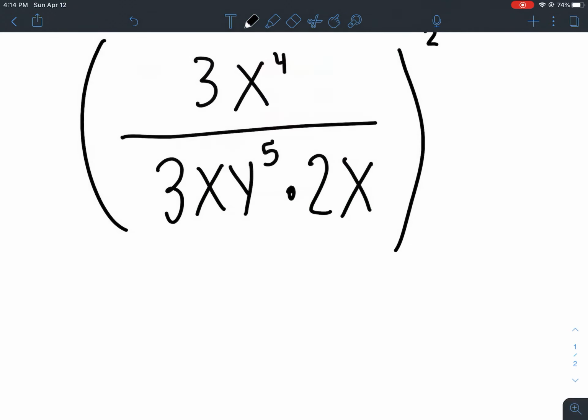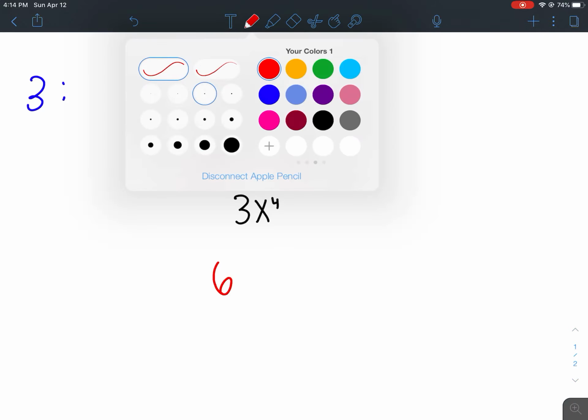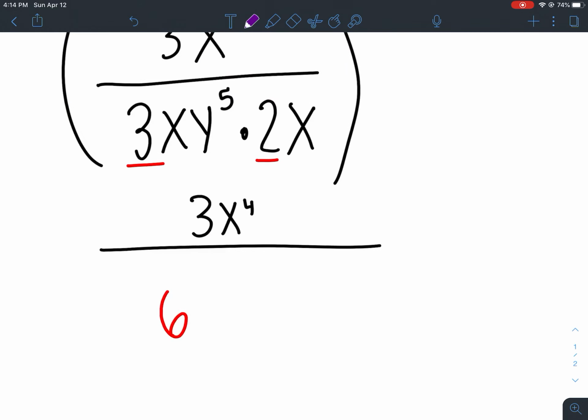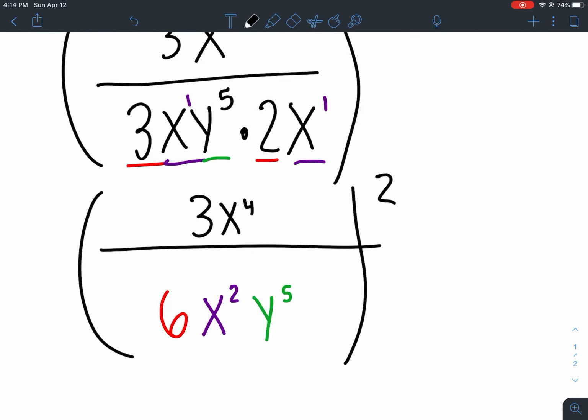So I'm going to leave the 3x squared, 3x to the 4th exactly how it is. I notice I have 3 and 2 that are like bases, so that would be 6, 3 times 2. And then I notice that I have x and x. Now these are both to the power of 1, and I would add them because I'm not distributing anything. So it'd be 1 plus 1, which is 2. And the y to the 5th, because it doesn't have anything else to combine with, is just going to stay. And then I have everything raised to the squared.